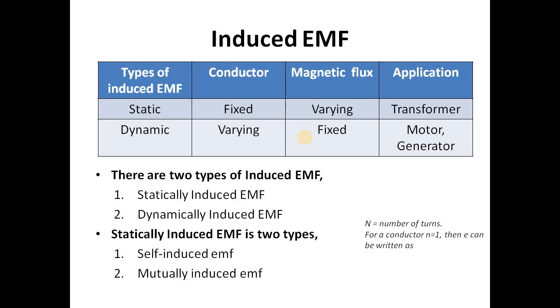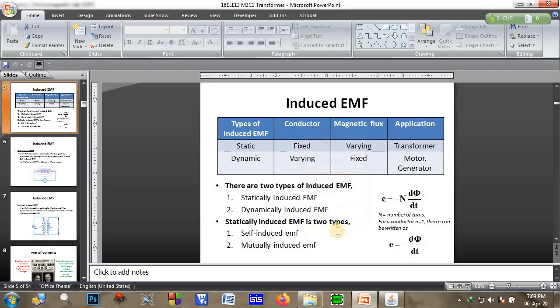Similarly, if we keep the magnet constant and we move the conductor, then also there is a change of flux linking with the conductor, and because of this change of flux linking with the conductor, an EMF is induced, and this type of EMF induced we call dynamically induced EMF. For example, this principle is used in motors and generators. We'll see an animation which more clearly explains the concept of this induced EMF.